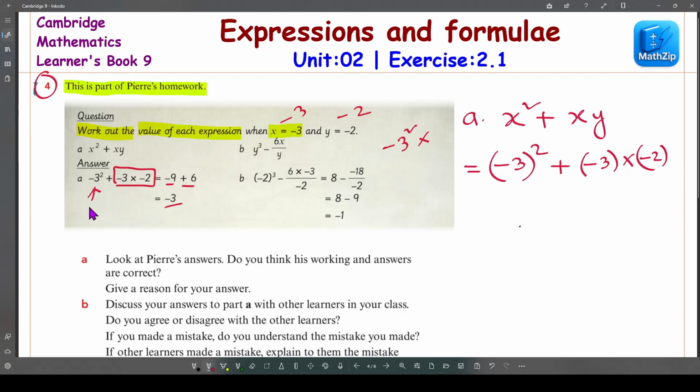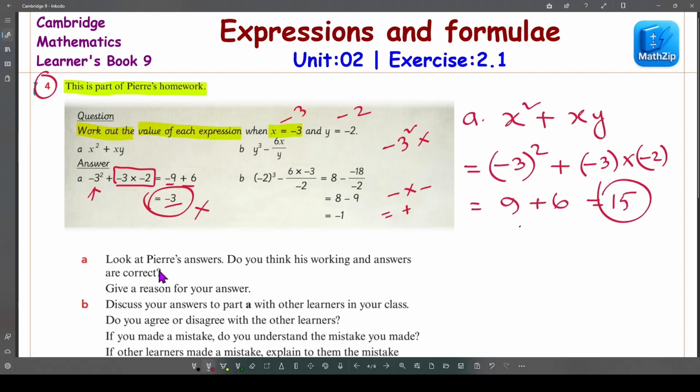So he made the common mistake which we already showed. So minus 3 square means the minus also squared becomes plus, because minus times minus is a plus. So minus square means plus, 3 square means 9. Then minus and minus, once we multiply, will become plus. So 3 times 2 is 6. So plus 6. Our result is 15. But Perrier's result is minus 3.